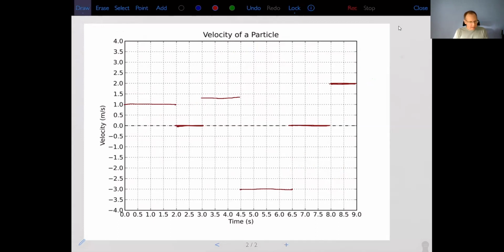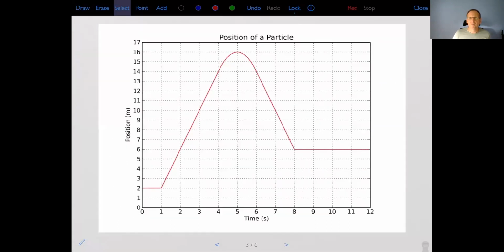Okay, let's look at the next position versus time graph. So here's our next position versus time graph. Let's see if we can answer these questions. What is the position of the particle at 5 seconds? I go to 5 seconds, I want to know the position, so I just read it directly off the graph, and it looks like it's 16 meters. So 16 meters would be the answer.